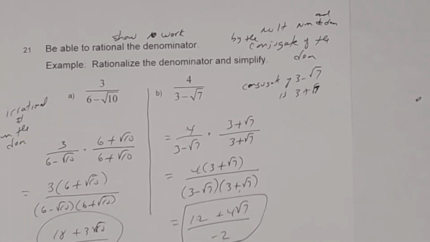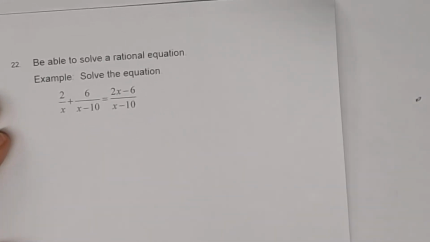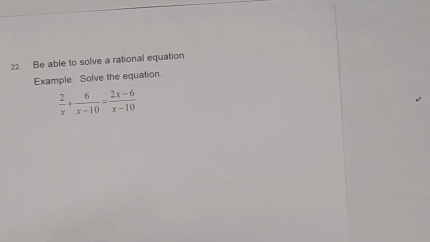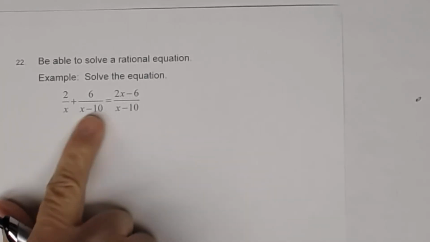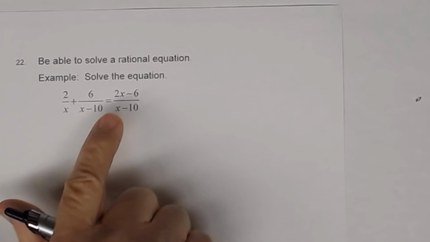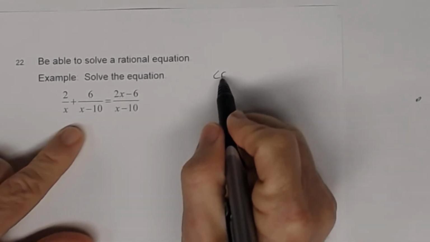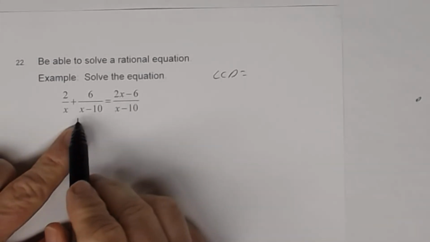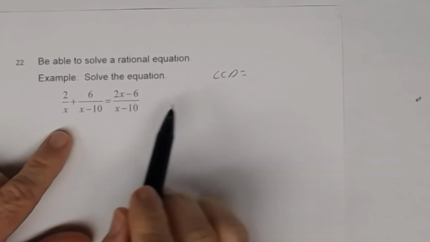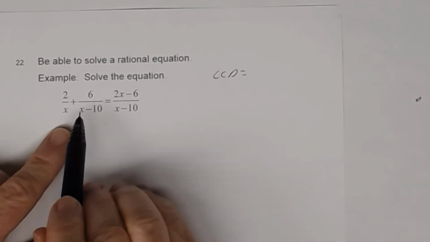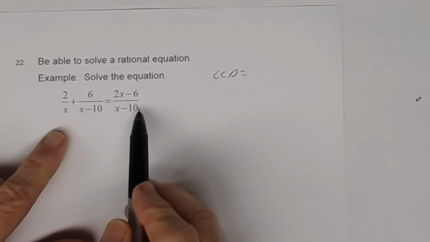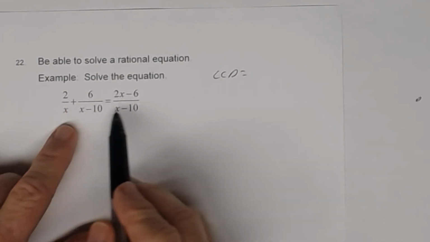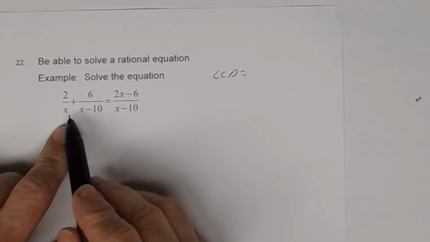Okay, let's look at 22. So in 22, you want to solve this rational equation. So to solve this rational equation, we're going to have to, first of all, find the least common denominator. Because you want to, first of all, clear your fractions. So the least common denominator, find the least common denominator, you got to factor all of your denominators. So they're already in factored form. There's nothing else you can do to these denominators.